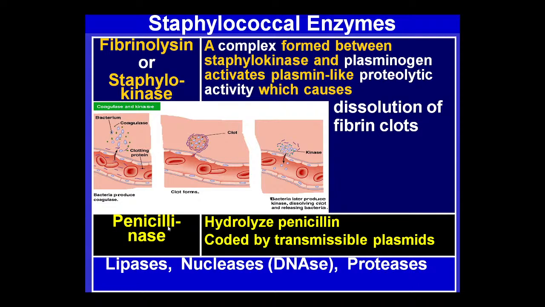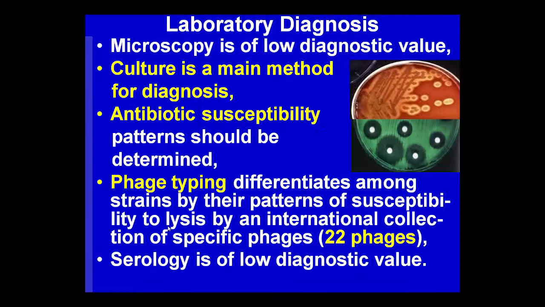Apart from this, a lot of lipases, nucleases, and proteases are produced by Staphylococcus. How do we perform laboratory diagnosis? We spent enough time describing the different biochemical properties and enzymes, so you blame it as a causative agent of the disease. For this, we need to identify the species name, that this is Staphylococcus aureus.